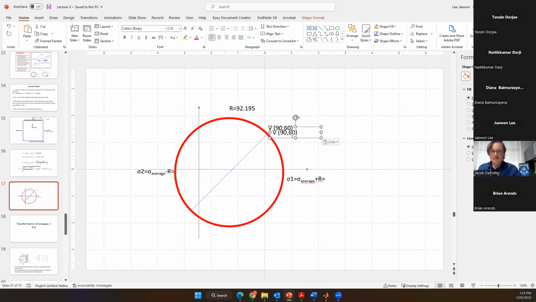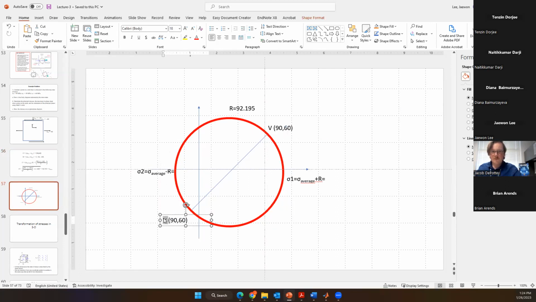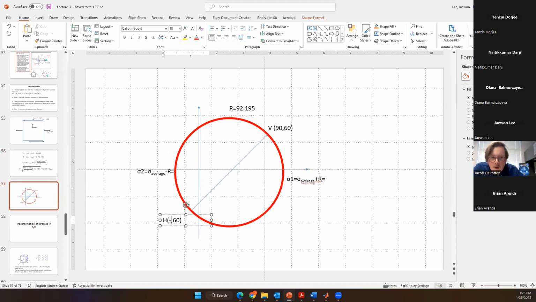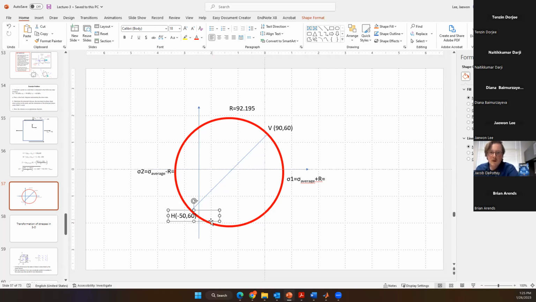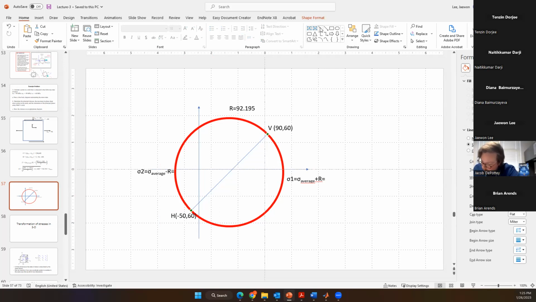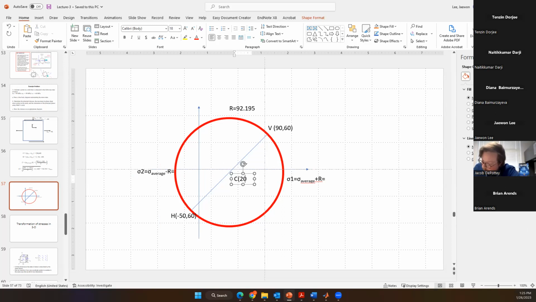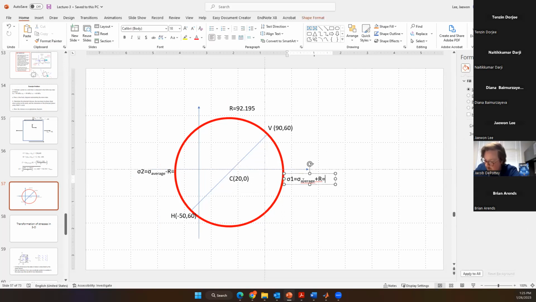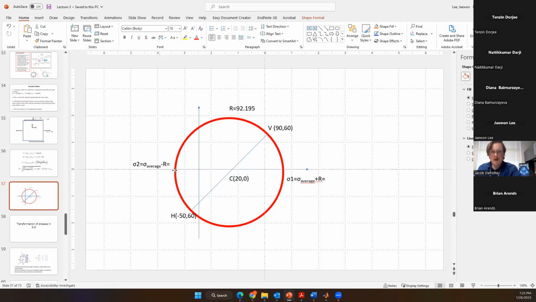And then 8 minus 50 minus 60, right? 50 minus 60. This is the center. C is 1, 0. Could you please calculate this one? Sigma 2 and sigma 1.